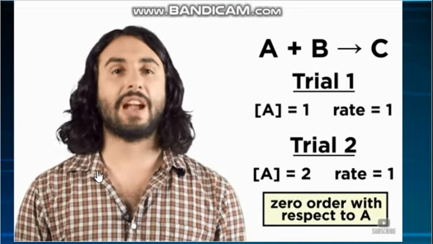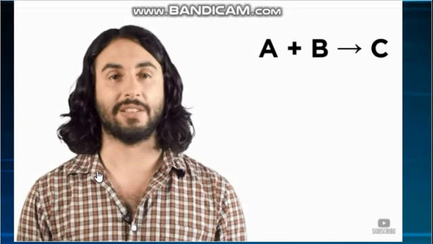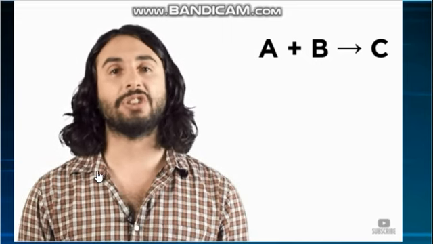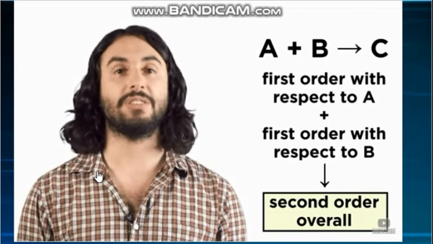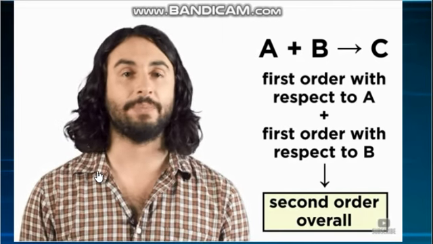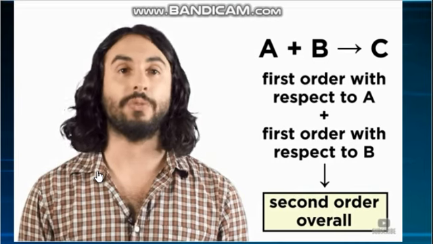The overall reaction order is just the sum of the orders from the individual reactants. So, if a reaction is first order with respect to each of two reactants, it would be second order overall.